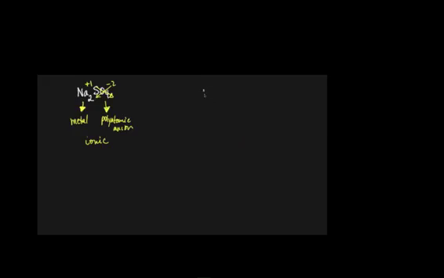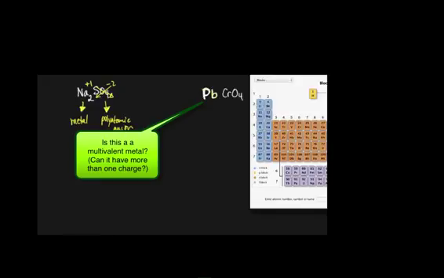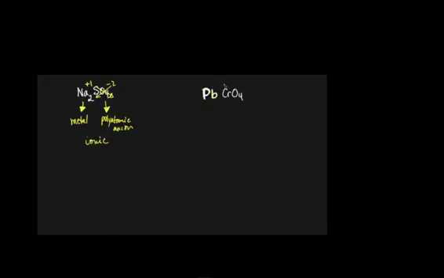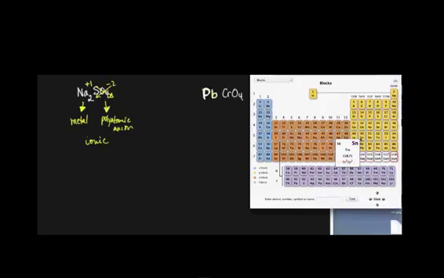What would this be? Lead chromate. Okay. Let's see. Is lead one of the multivalents? Can lead have more than one charge? It's not a transition metal, but it's on that verge. It's some of the transition metals, and then these three guys right here. We've got indium, tin, and lead that can be multivalent.